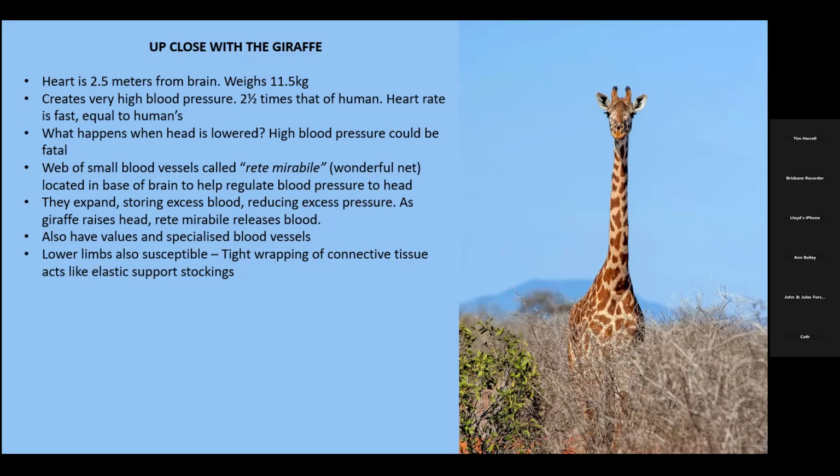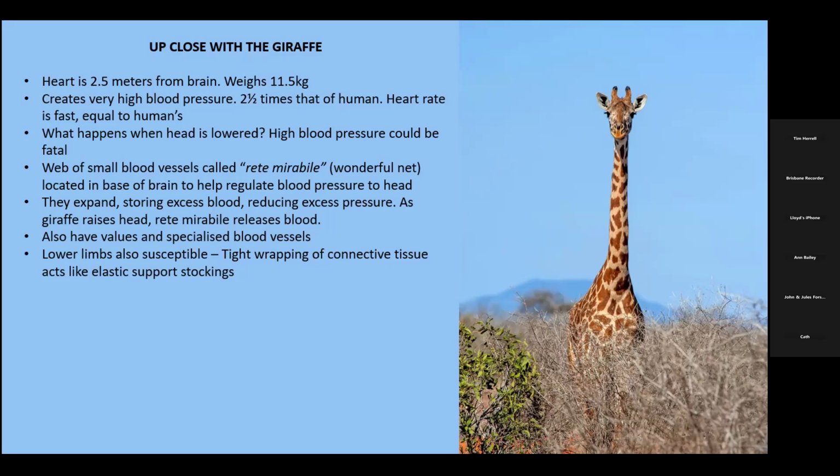So the question is, what happens when the head is lowered? The high blood pressure that a giraffe undergoes should really blow the giraffe's head off. It should be fatal to the giraffe. However, there's a whole bunch of small blood vessels called, I'm going to get this wrong, the rete mirabile, I think. Essentially, it's called the wonderful net. All these blood vessels are located at the base of the brain, and they help regulate this blood pressure as the giraffe puts its head down.